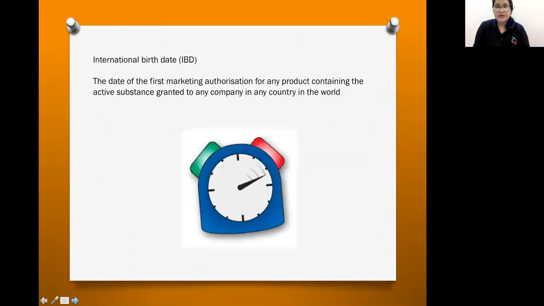The second definition that you may come across is international birth date. It is the date of first marketing authorization. So once you get the marketing authorization for any product, being a drug or a vaccine or a device containing the active substance, granted to any company in any country in the world.